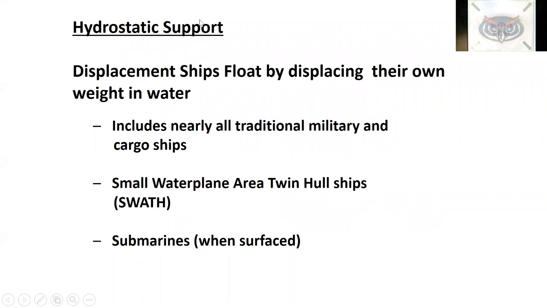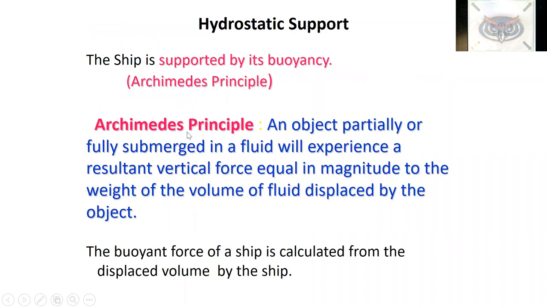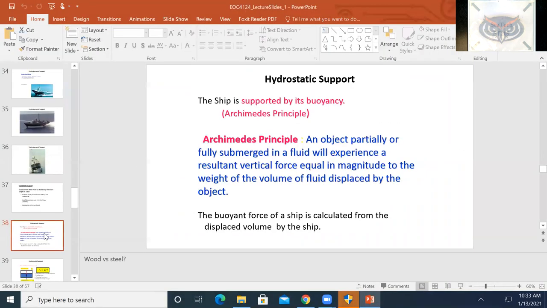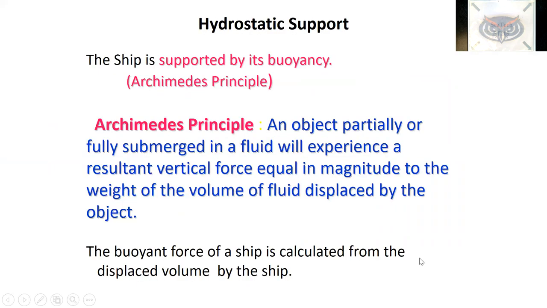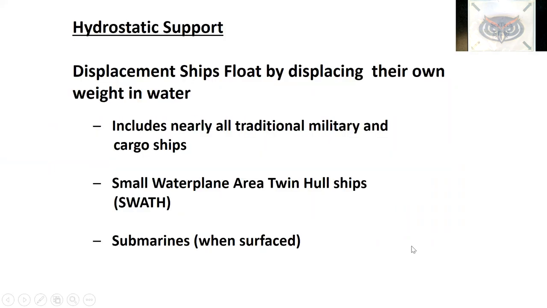And the last kind, the most normal kind of ships, are hydrostatic support ships. Nearly all military cargo ships and SWAT. I'll show you. Where are the pictures? Pictures come later. Before we go to pictures, let me ask you a question.